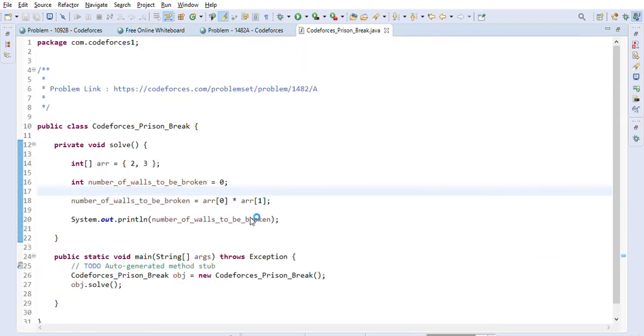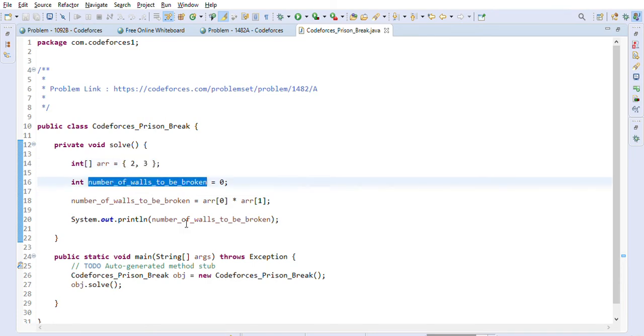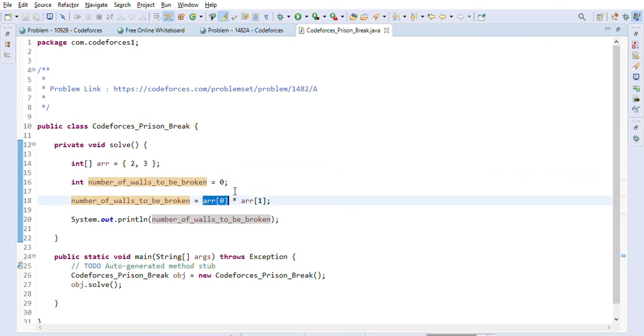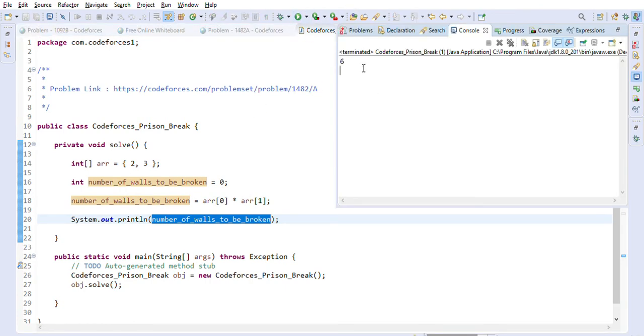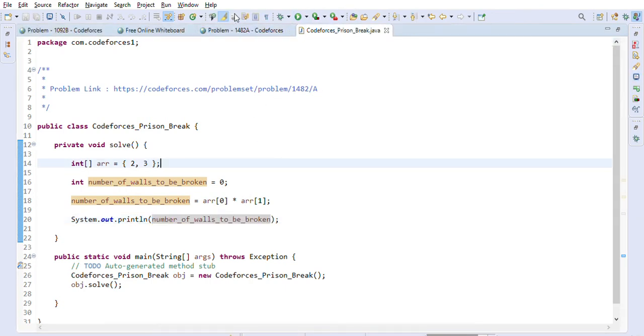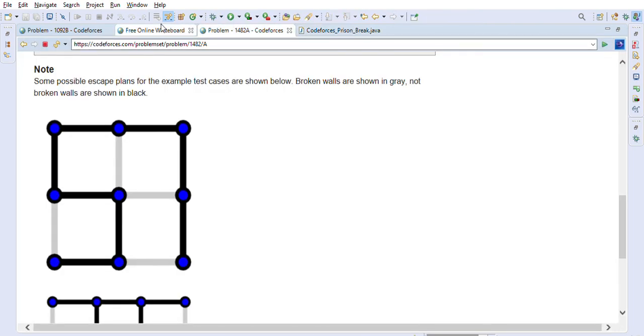So this is the Java code for the solution. As you can see, the number of rows and columns, 2 by 3, is given to us. So I created a variable called number of walls to be broken. It is 0 in the beginning. I am just using rows times columns, calculating the number of walls to be broken, and outputting it. So let's just run this. It is giving us 6, which is the correct answer for the example that we have seen.